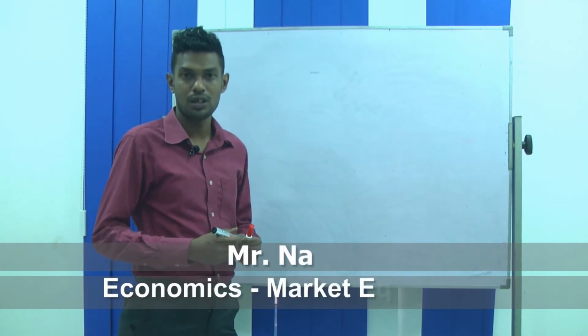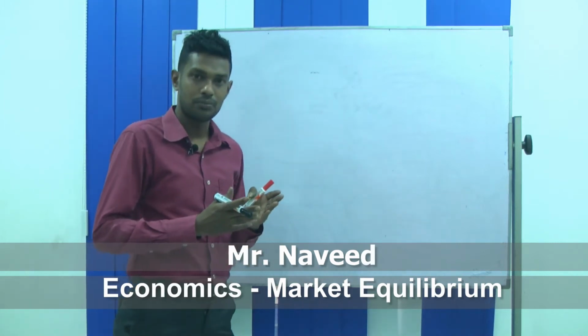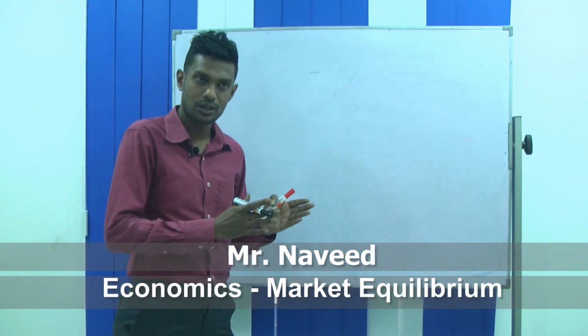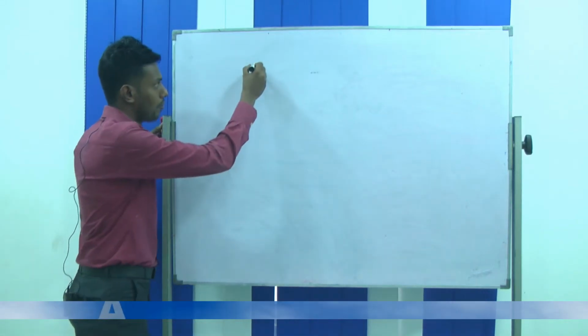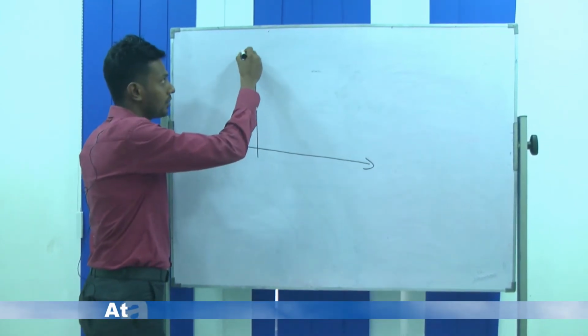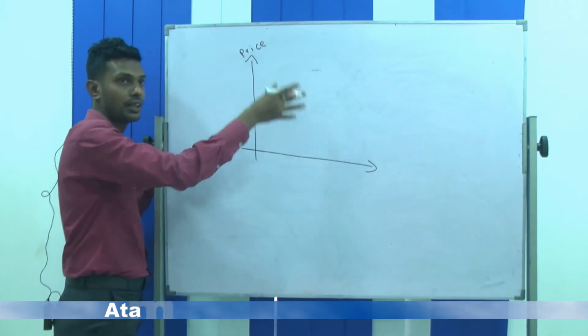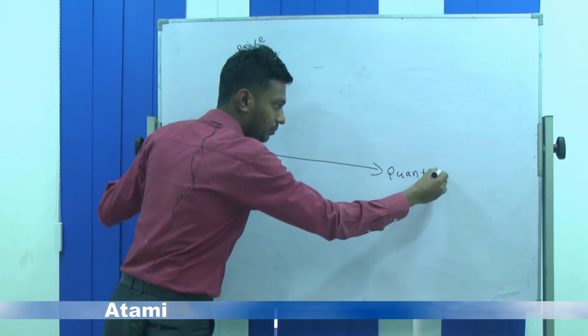Today we are going to learn market equilibrium. Market equilibrium is all about the consumers and the suppliers. With the knowledge you all have about demand and supply, we can enter market equilibrium easily. Now, when it comes to market equilibrium, as you all know, price will be on the vertical axis, quantity on the horizontal axis. You all know, right?